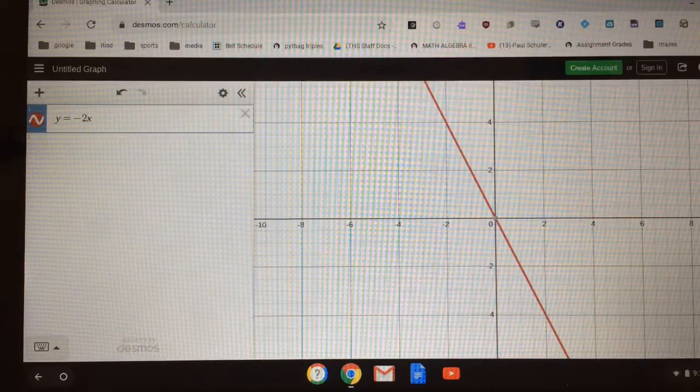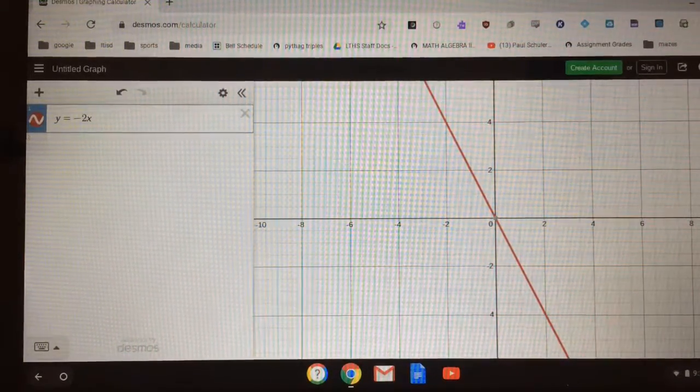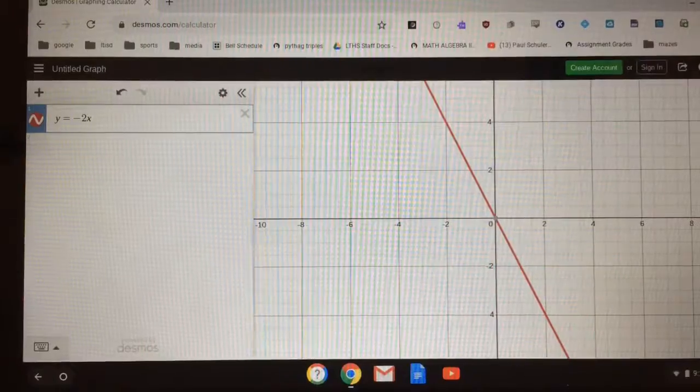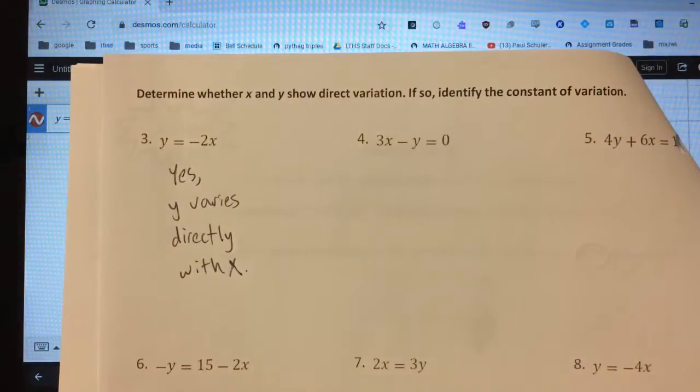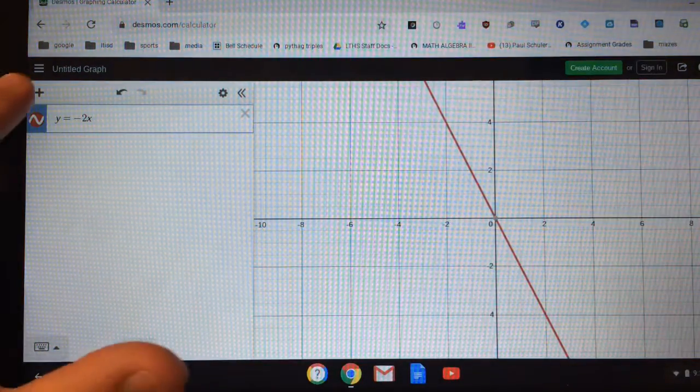We're not going to get into all the little toys that you have at your disposal here, but let's just type in the next one. So this one's not as obvious, right? This one says 3x minus y equals 0. So it's not set up in that proper direct variation form, y equals mx. But what do you think? What's your gut feeling? Is this one going to be direct variation or not? Yes. Maybe? Okay, so let's type it in, see what we get.